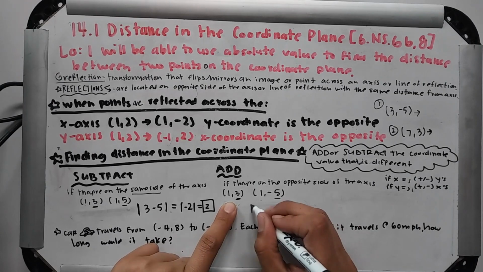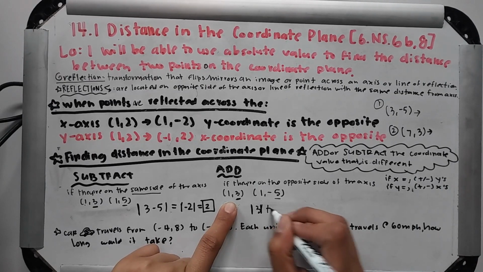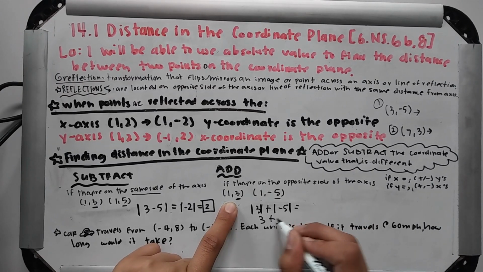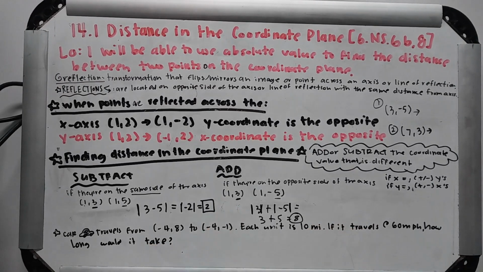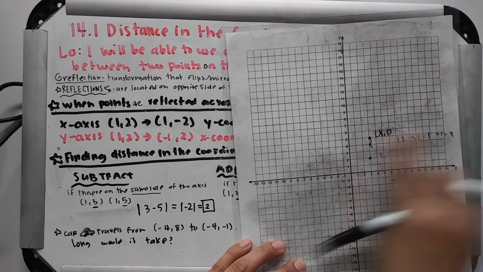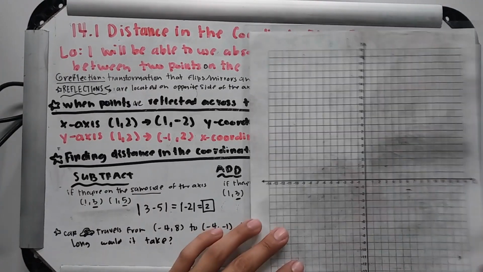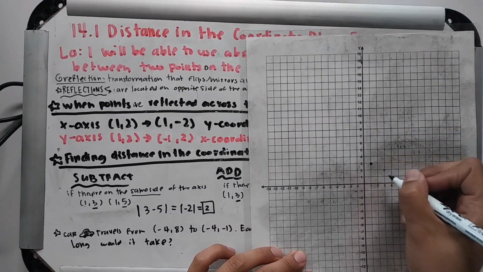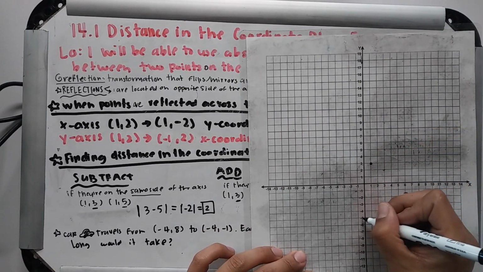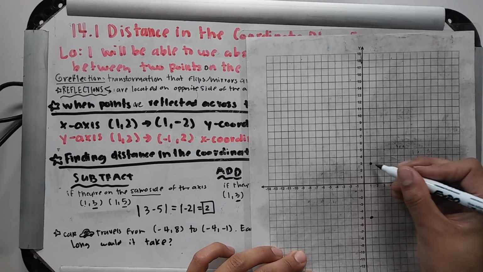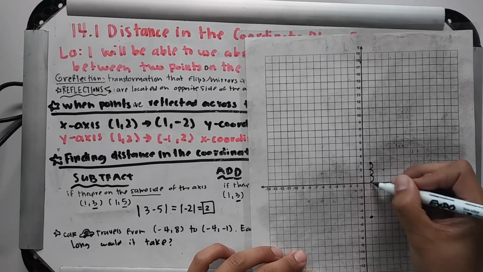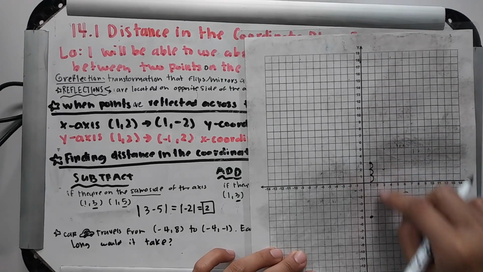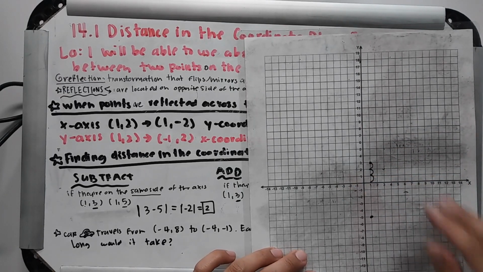So I'm going to say absolute value of 3 plus absolute value of -5. Absolute value of 3 is 3. Absolute value of -5 is 5. So that gives me 8. The reason, if they're on the opposite side of the axis, is because 1, 3 is right here, and then I have 1, -5, which is right here. I have to go 1, 2, 3, and 5 more because you're passing the line. So we have to add those two, because they're on the opposite side.